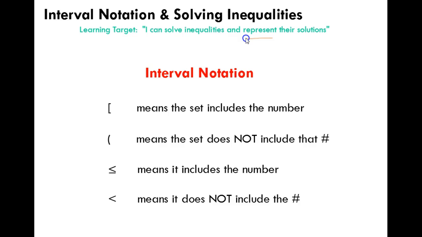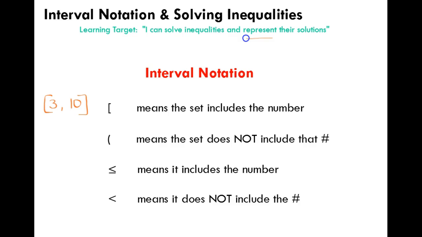So in this first one, this bracket, the hard edge bracket, it means the set includes the number. So if I were to make a set that looked like this, that would mean that I'm including everything from 3 to 10, including 3 and 10. And sometimes it's called 3 to 10 inclusive. You might say it like that.